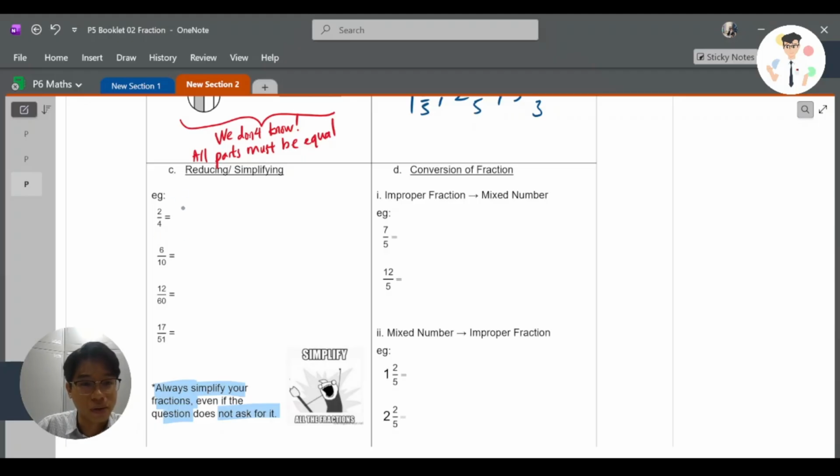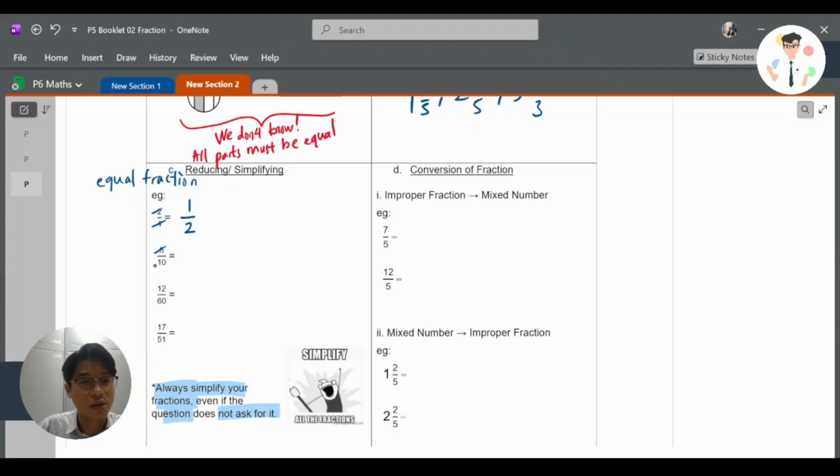We simplify that by just divide by 2 on top, divide by 2 at the bottom. So it will be 1 out of 2. And we know as well, these two are actually equal fractions. We call it equal fraction. They are actually the same, just that this is the simplest form. Okay, simplest form. How about 6 out of 10?